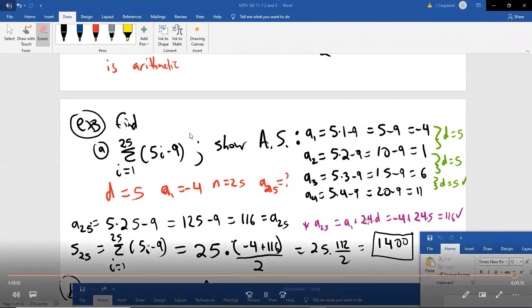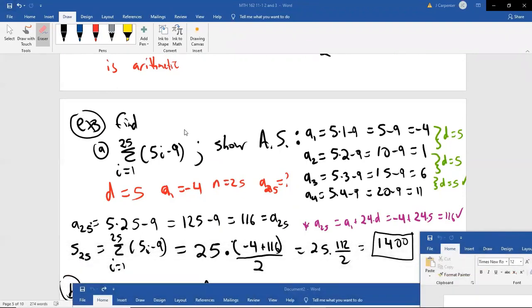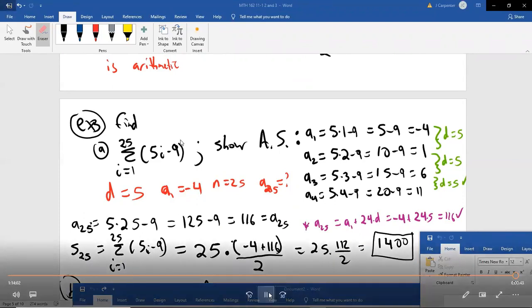Are all sequences and series arithmetic? Absolutely not. Will we see enough of them in our course to need to memorize this and understand this? Absolutely.